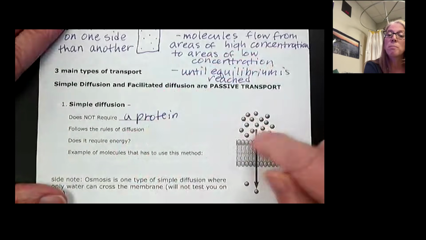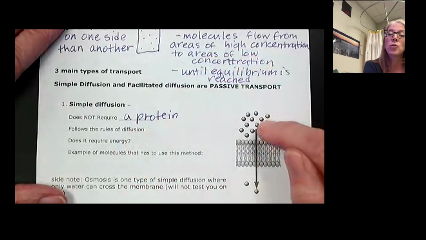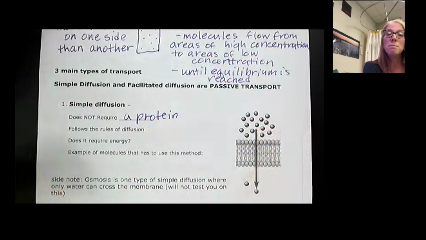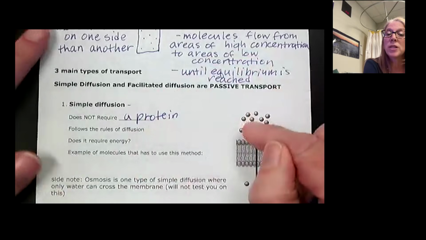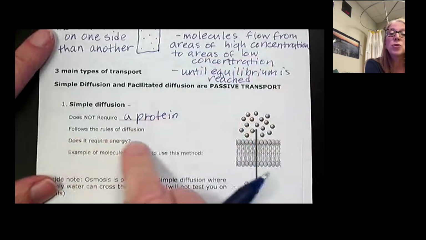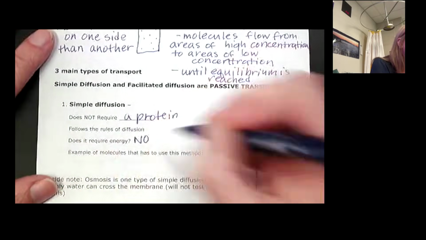The molecules, there's a bunch of them over here. There's not very many over here. So there is a concentration gradient. The molecules are going to literally flow in between the phospholipids to get from one side of the membrane to the other. It follows the rules of diffusion. Therefore, it does not require energy.